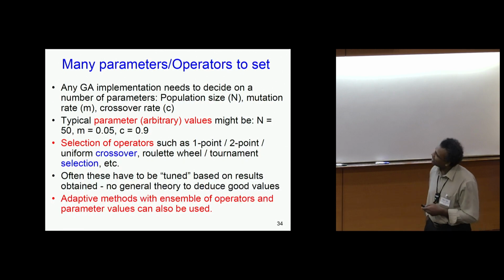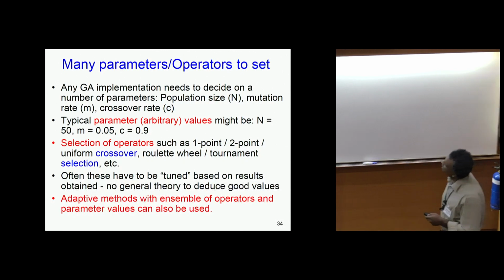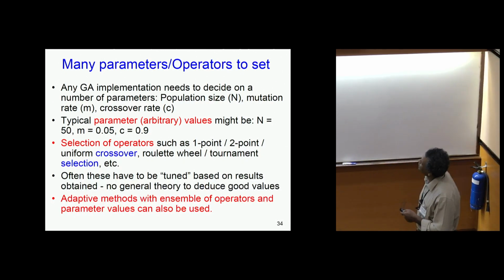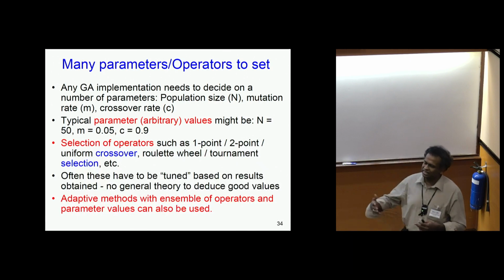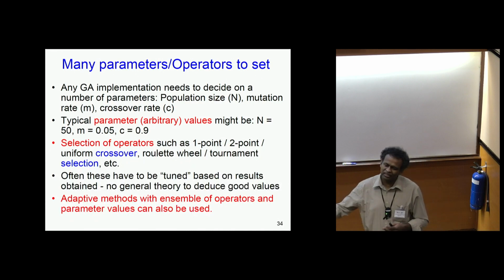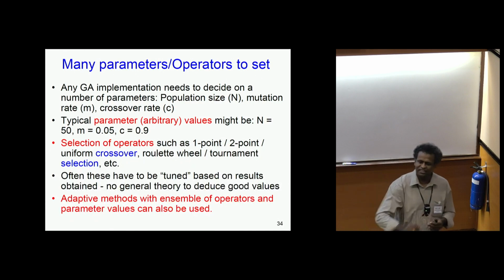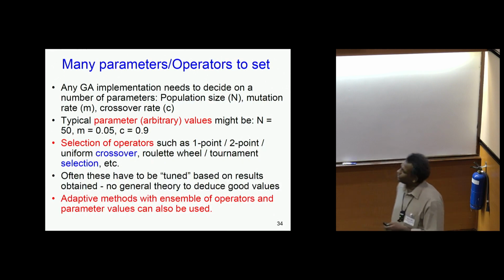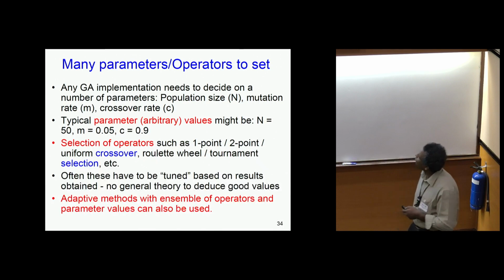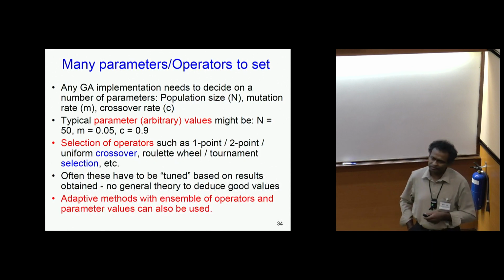But there is no general theory to deduce this. So when the problem is given to you, you cannot just say this operator is going to work, this parameter value is going to work. You won't be able to say those things when the problem is given to you. But an alternative to the exhaustive search is adaptive methods with an ensemble of operators and parameter values.